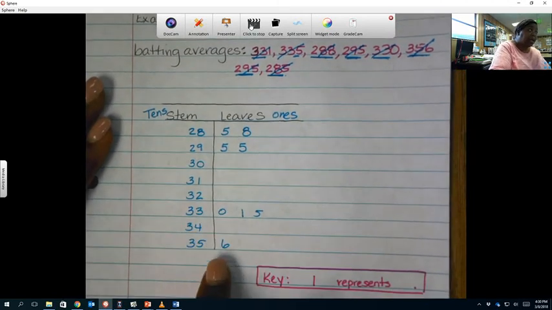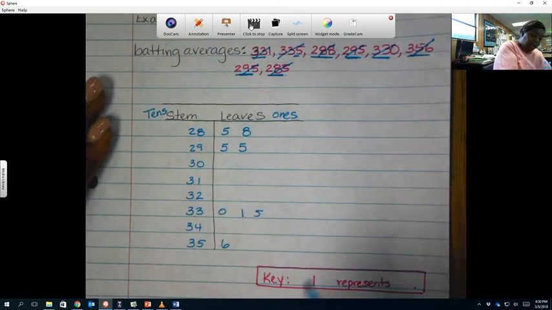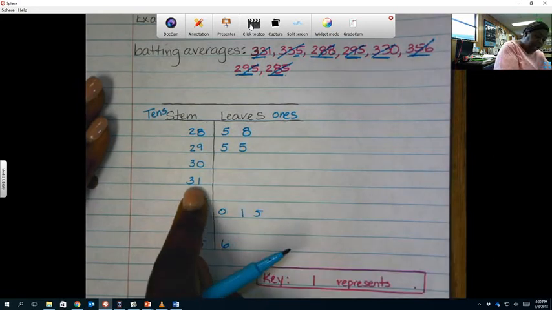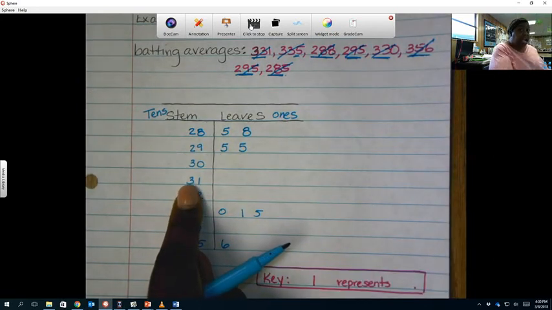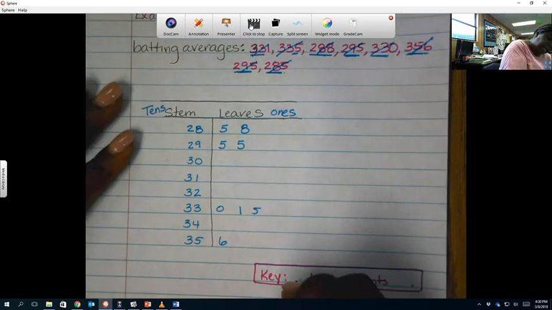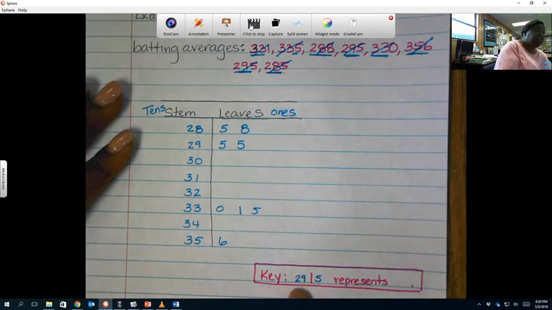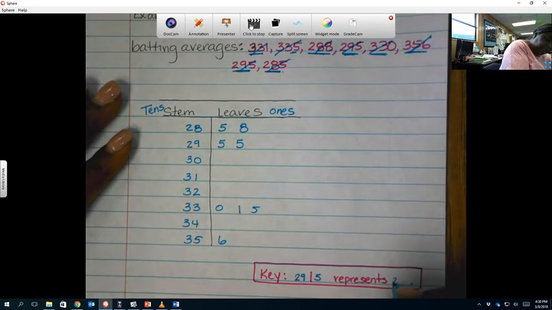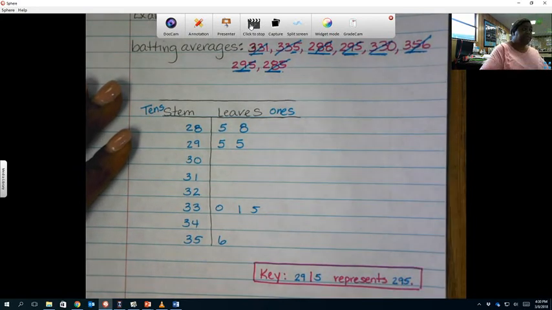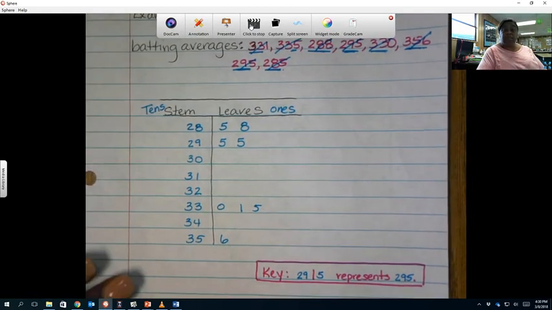Now, to make my key, I'm going to take one of my values. On this side, I put both the hundreds and the tens place on one side, and I put the ones on the other. And so this represented 295.